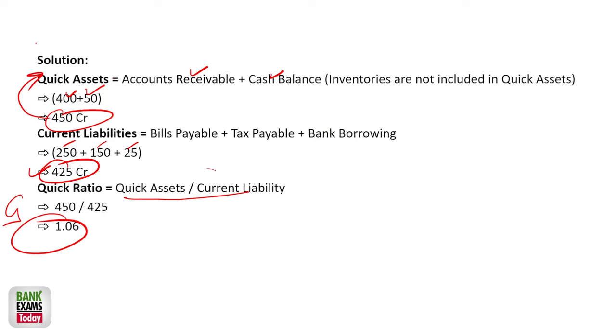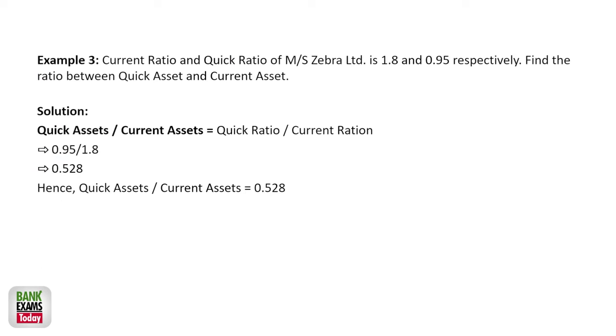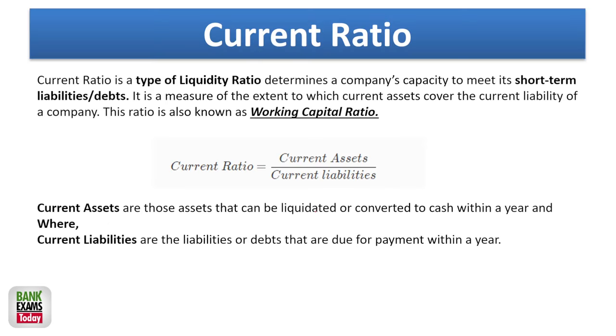Yehi pucha jata hai bar bar har bar, right? So current ratio and quick ratio is 1.8 and 0.95. Find out the ratio between quick and current ratio. These kind of questions are generally not asked. But ek cheez ka dhyan rakhna hai. If current ratio is given, quick ratio is given, generally the difference between these is only inventory. Generally inventory ka hi difference hota hai. So we'll do similar questions in the future.